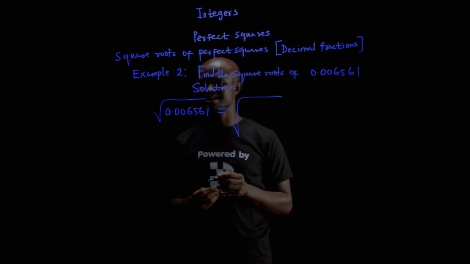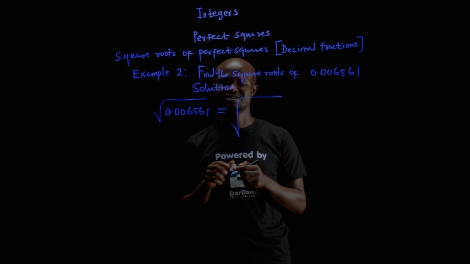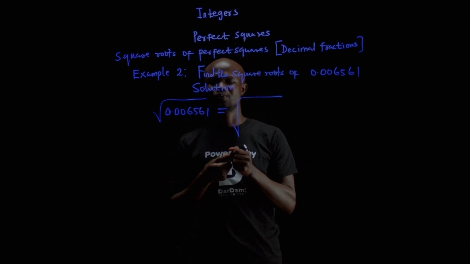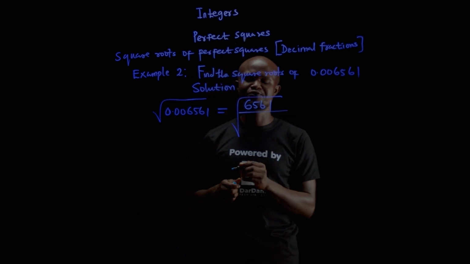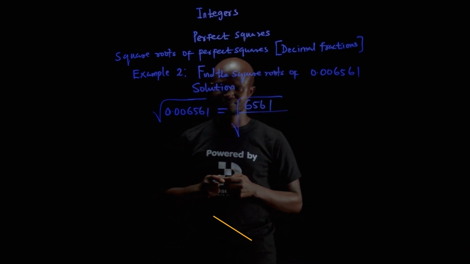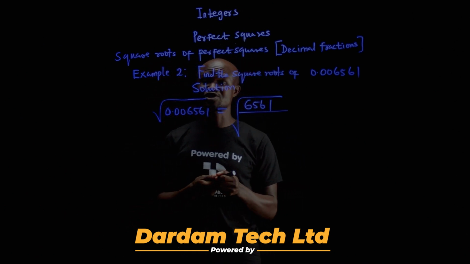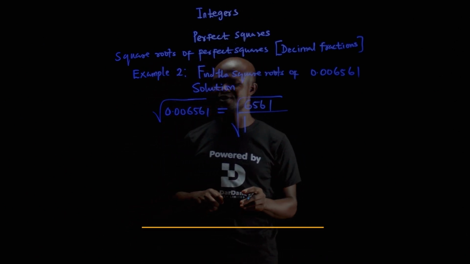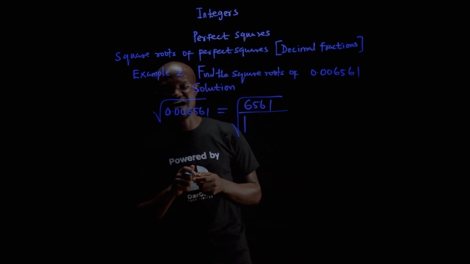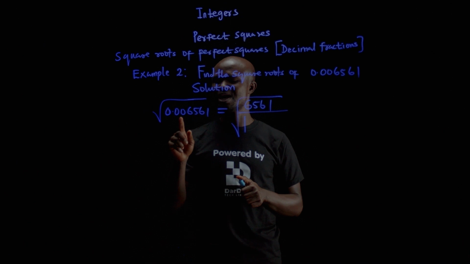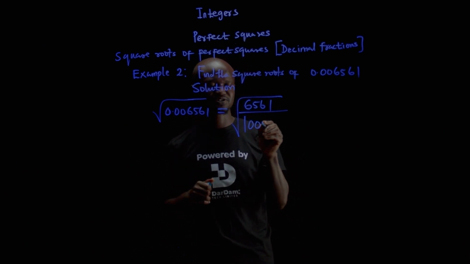looking at the first non-zero digit that we have there, the first non-zero digit is what? 6. So from that 6 downward, we write 6561. That will form our numerator. Now for the denominator, it's going to be powers of 10. We write 1 first. Count the number of digits we have after the decimal point: 1, 2, 3, 4, 5, 6. So it means we have 6 zeros.